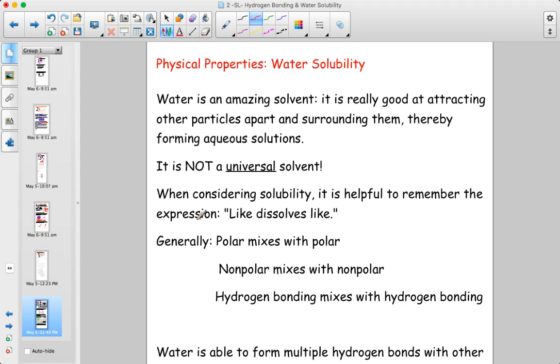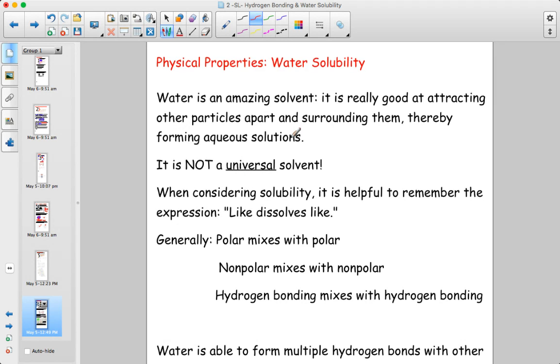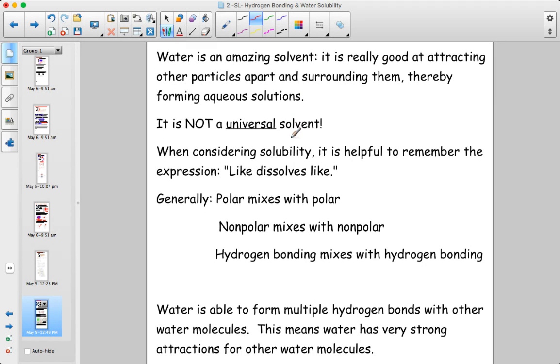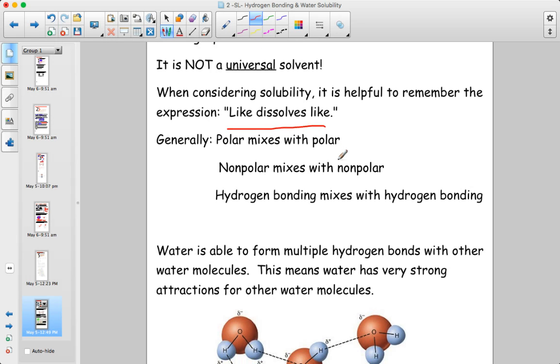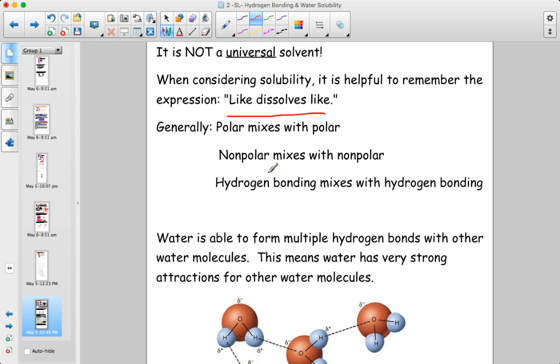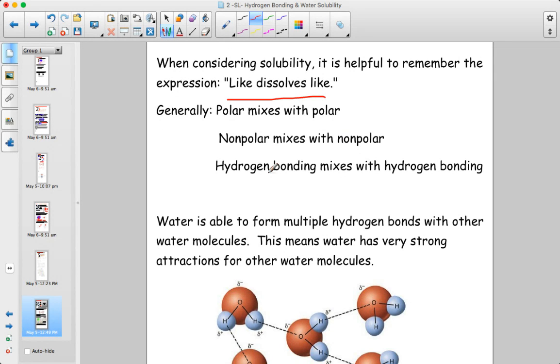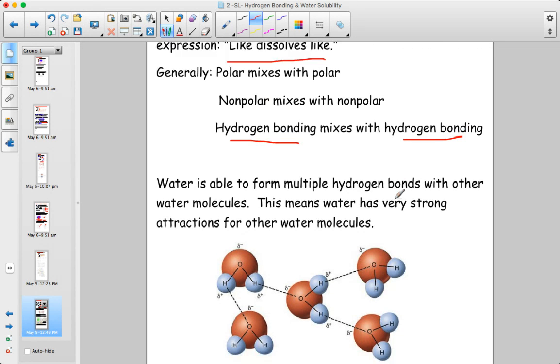A really important new physical property to think about when you talk about hydrogen bonding is water solubility. Water is a really good solvent. It's not a universal solvent. An important rule to remember with solubility is that like dissolves like. So polar things tend to mix well and dissolve well with things that are polar, and nonpolar things mix well with nonpolar things, and they don't mix well with each other. But the new rule is that hydrogen bonding mixes really well with other things that can do hydrogen bonding.